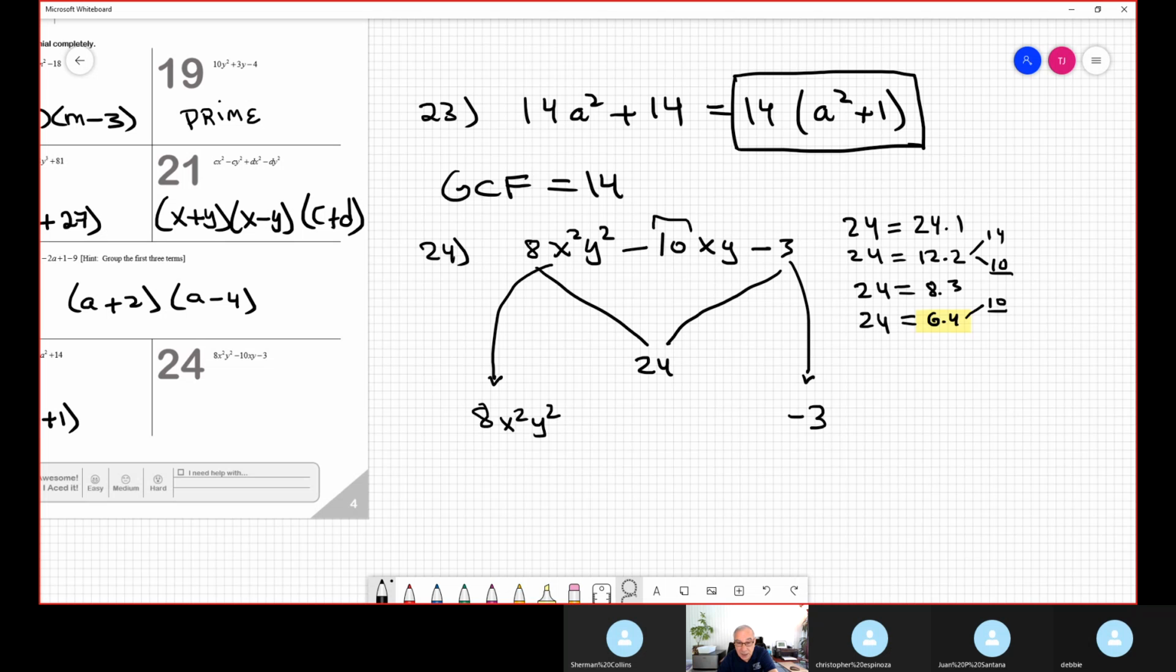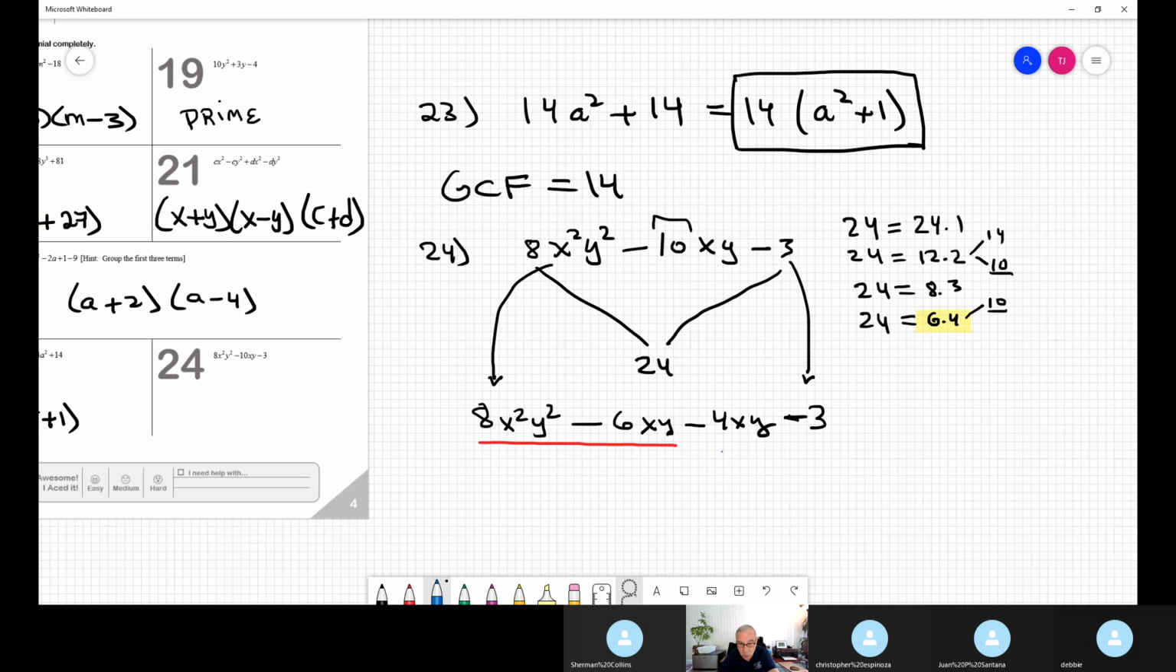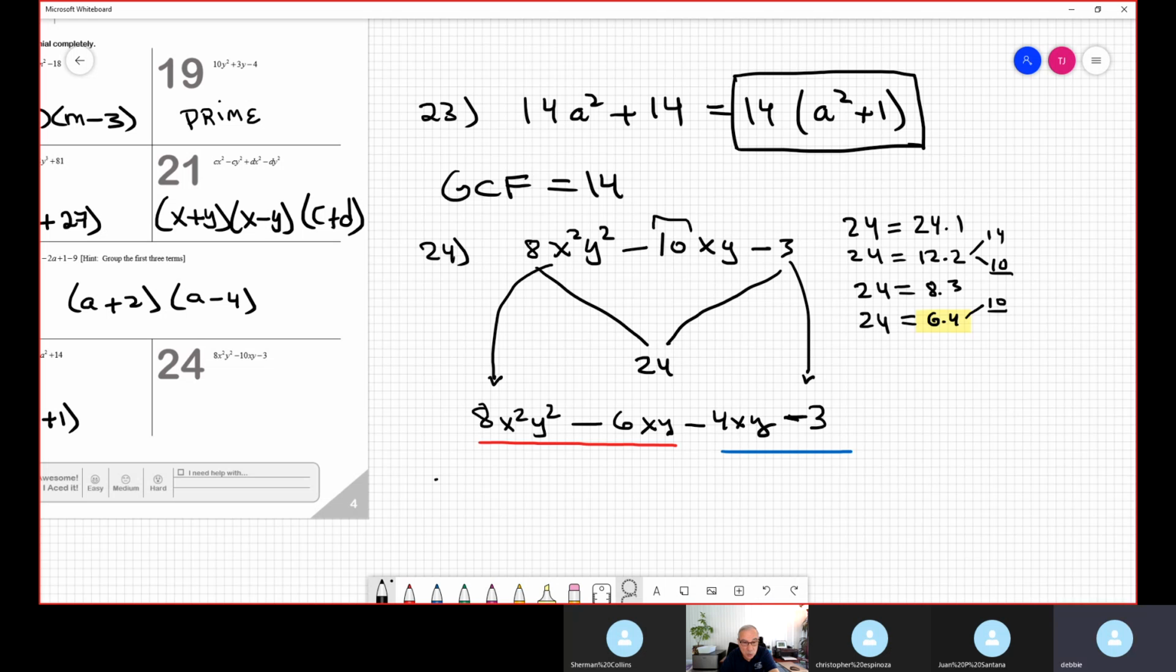And then you separate into negative 6xy. You copy exactly the same variable. Minus 4xy. Minus 3. This polynomial, 1, 2, 3, 4 terms, is equivalent to our original trinomial. It's the intention. Now, factorization by grouping. The couple red and the couple blue. And for the couple red, the GCF is 2xy.